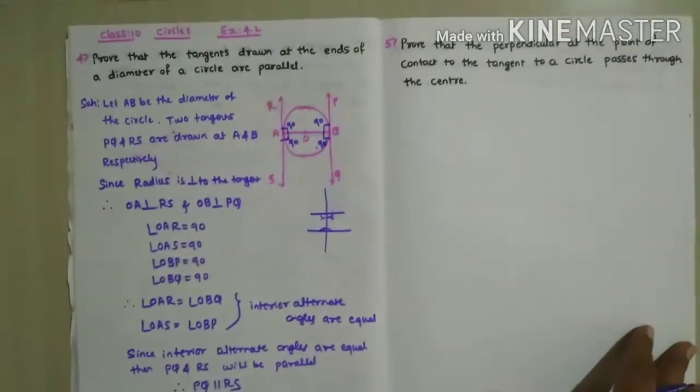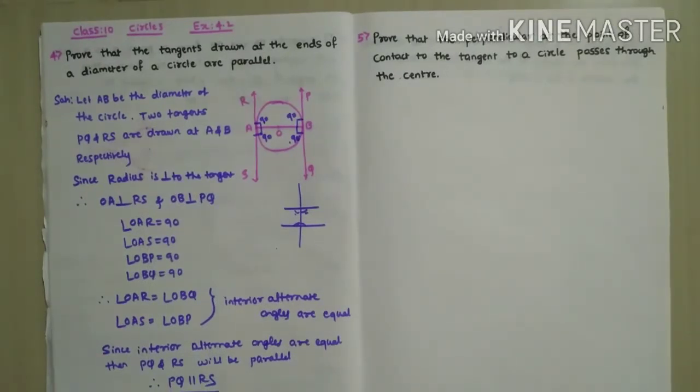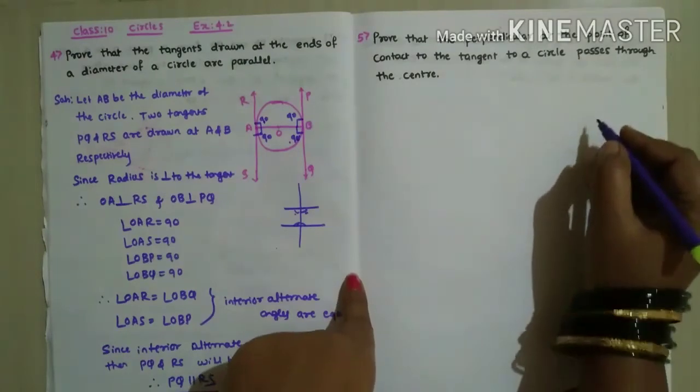Now we will see the fifth sum. The fifth sum they have given is: prove that the perpendicular at the point of contact to the tangent to a circle passes through the center. Here, for that, first I will draw a circle.